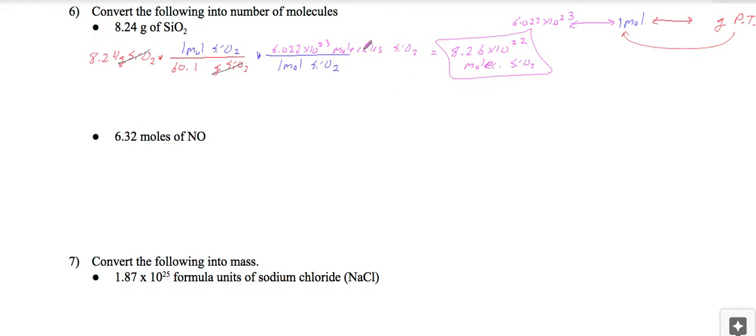Remember that molecules is different than a mole. A mole is a counting unit. Molecules are individual pieces of a covalent molecule. So this is a particle. Atoms, molecules, and formula units are particles.